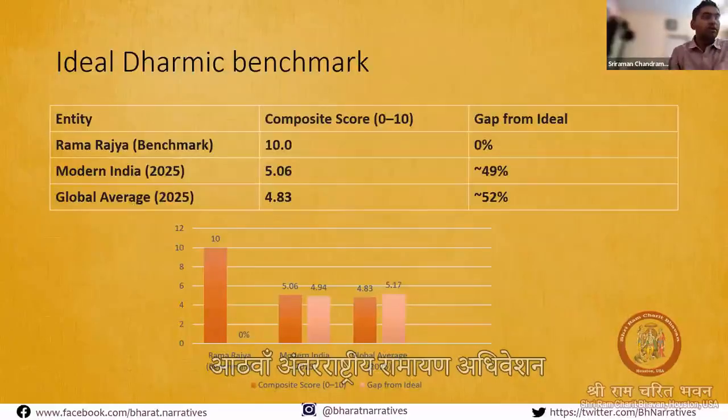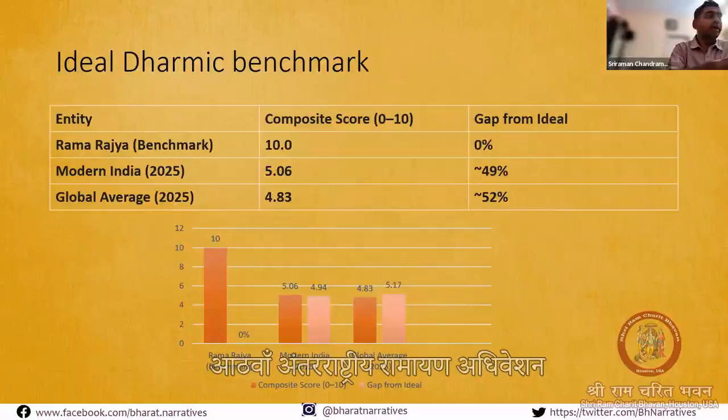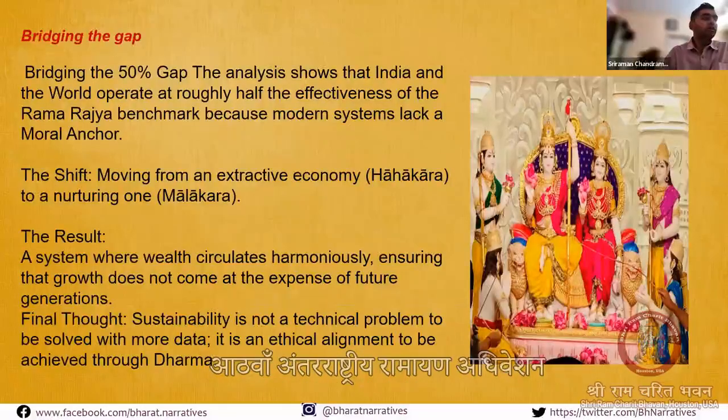One last thing. Raajya economics was at a score of 10. But for modern India, we are looking at 5.06%, and the global average at 4.83%. Our aim is, we might not be able to meet the 10 of the Ramayana times, but we should bring in sustainability and harmonious growth across the world so that we can at least achieve 6 or 6.5.